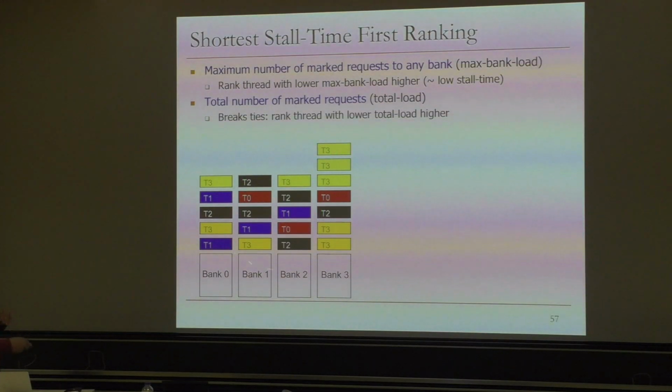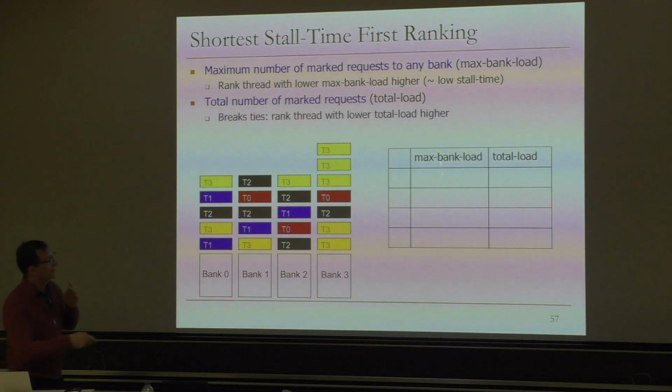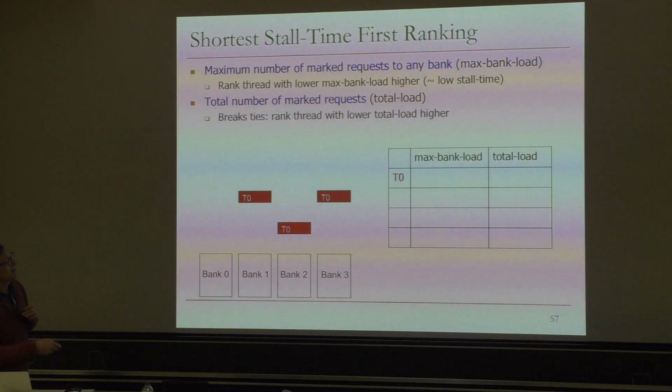And these are requests from different threads to 4 banks. And clearly now threads are uneven. They're heterogeneous, right? Let's compute these values for all of these different threads. Let's take a look at thread 0. Thread 0 is the red one over here. And its max bank load is 1 because the maximum number of requests it has to any bank is 1. And its total load is 3 because it has 3 total requests.